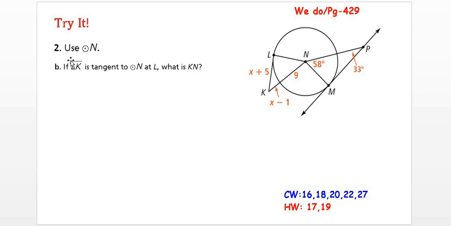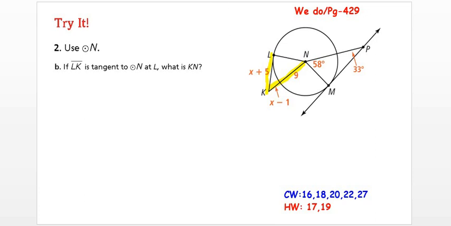It says use circle N. If LK is tangent to the circle N at L, what is KN? Now where is KN? Here is KN. They want to know how long this KN is. And LK, now where is LK? This is LK. This is tangent to the circle, right? And they want us to find how long this one will be, right? Let's see how we can solve it.